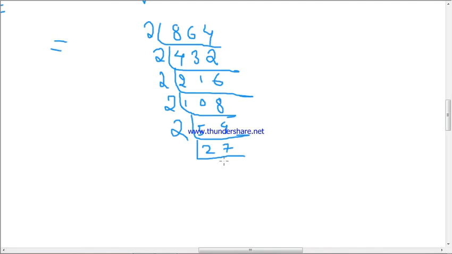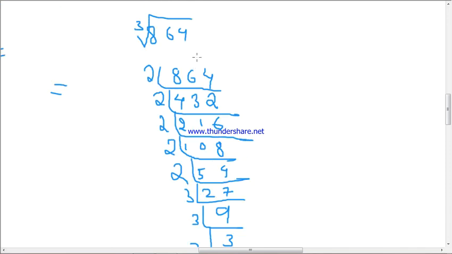And then this number is not divisible by 2. The next number will become 3. 3 into 9 is 27. And then 3 into 3 is 9. And then 3 into 1 is 3. Now, the factors for 864 are what?